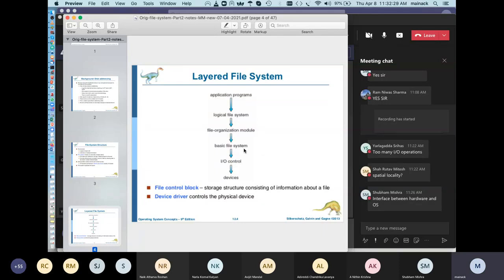Now, this basic file system supports the file organization module. So, the basic file system is basically just reading and writing these blocks of data. Nothing more.